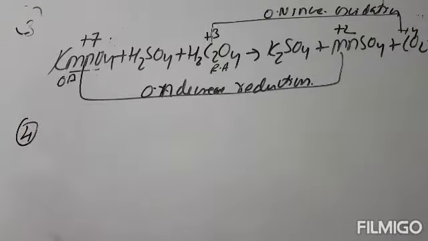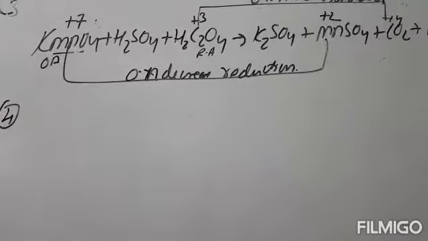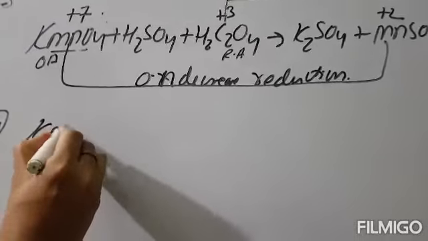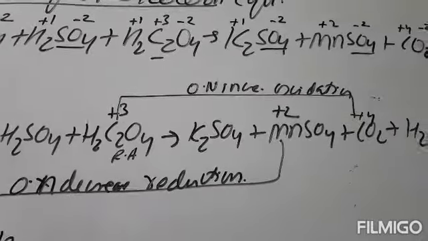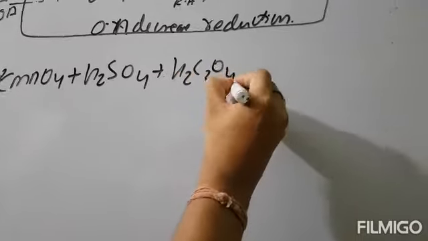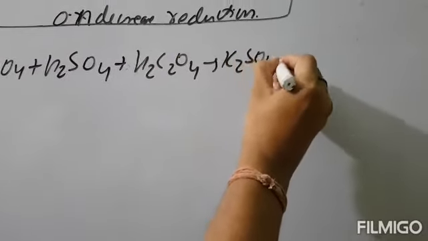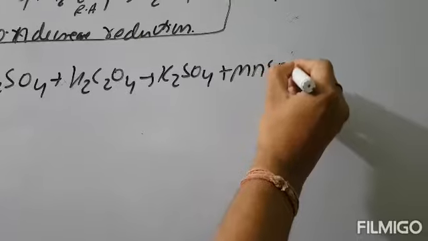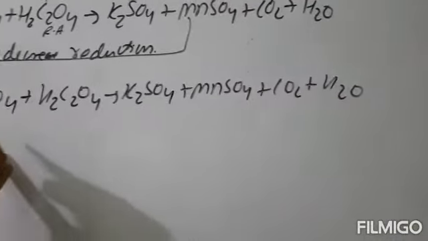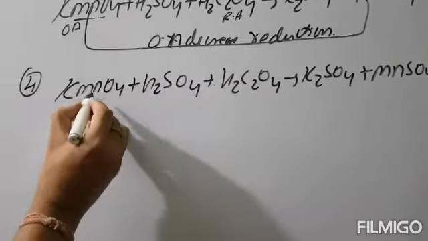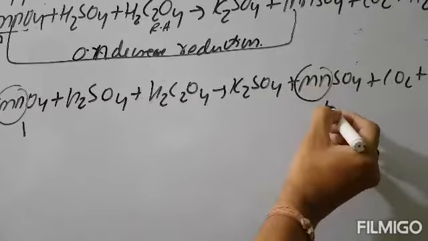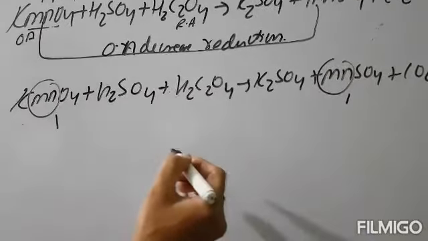Now the fourth point: we balance the atoms that have undergone oxidation or reduction. Again, KMnO4 plus H2SO4 plus H2C2O4 will give you K2SO4 plus MnSO4 plus CO2 plus H2O. Here the Mn atoms are balanced on both sides. Manganese is 1 here and 1 here, so it is balanced on both sides, one atom each.